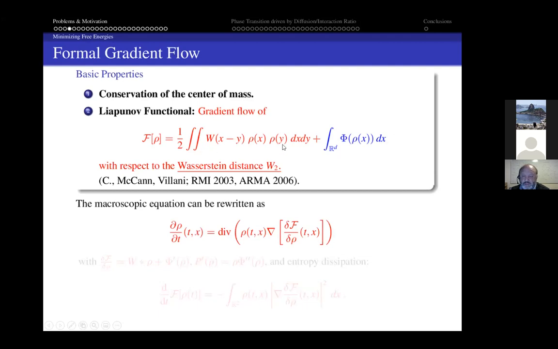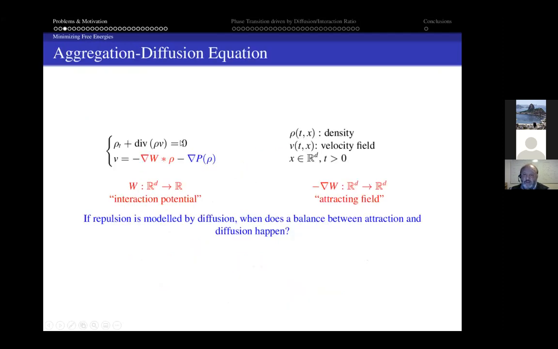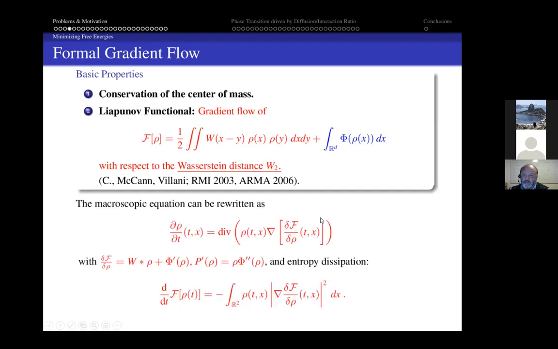This is something that we did a long time ago, but if you use this Lyapunov functional to construct the velocity field, then the macroscopic equation I wrote here can be written in this way, which is quite appealing. It's written as a continuity equation, again, where the velocity field is minus the gradient of the variation of the energy. So in that sense, we say that this equation has a gradient flow structure that can be written much more rigorously, but I will not use that. So the important thing is this equation is a kind of continuity equation where the velocity field is minus the gradient of the variation of a certain energy. Variations, by the way, taken in such a way that you conserve the mass of the system.